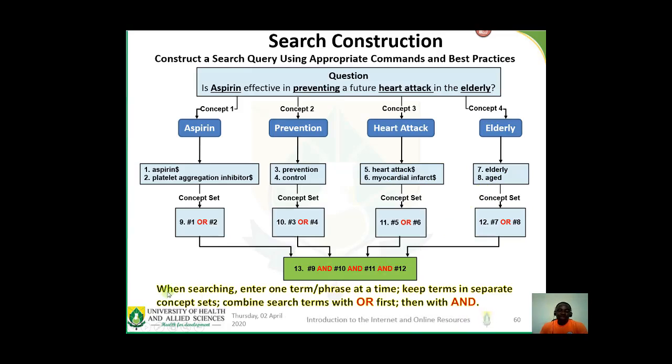And so I've given a short notice that when searching, enter one term or phrase at a time. Keep terms in separate concept sets. Combine such terms with OR first, then with AND. That's what I said, that you should make sure these are put in brackets. So aspirin or platelet aggregation inhibitors should be in brackets. Then you put the AND between them, open another bracket, prevention or control. Don't forget, you must keep your Boolean operators in uppercase all the time, because that is what makes your search engine understand that you are using Boolean logic.